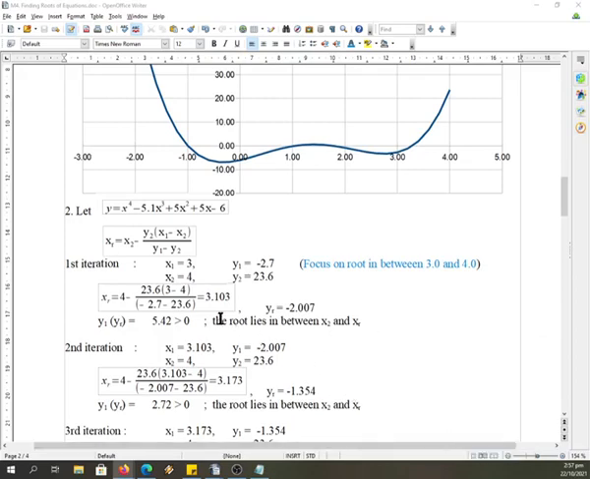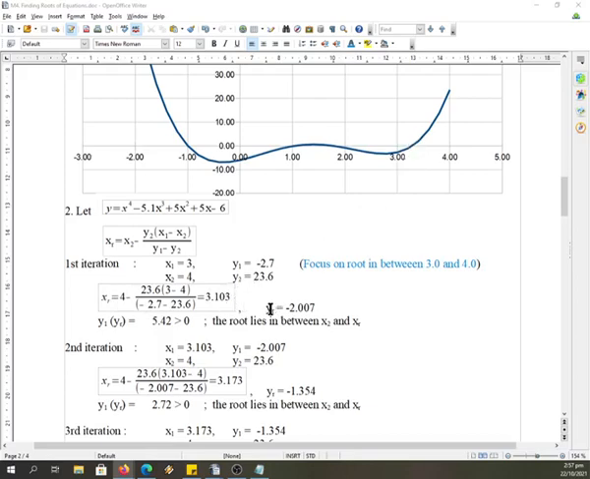Next is to determine the value of xr. Again, xr is equal to this one. This is a formula. Plug in the values of x1, x2, y1 and y2 in this formula. Again, this should give us 3.103, which is a positive value. Remember, we are determining the root of this equation, and xr in the first iteration is an approximation of the root. First approximation, that is xr.